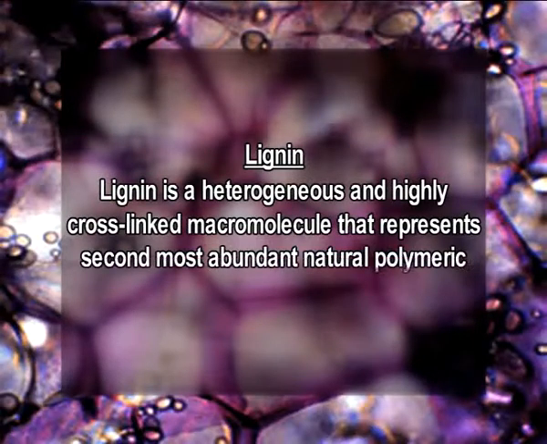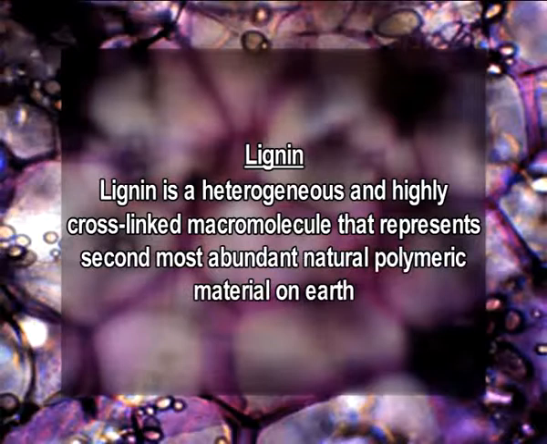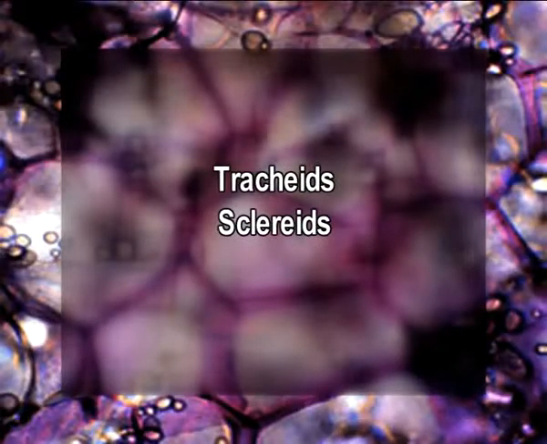Now lignin. Lignin is a heterogeneous and highly cross-linked macromolecule that represents the second most abundant natural polymeric material on the earth. It is a polymer of phenolics, especially phenyl propanoids. Lignin fills the spaces in the cell wall between the cellulose, hemicellulose and pectin components, especially in tracheids, sclerites and xylem. It is covalently linked to the hemicellulose and thereby cross-links different plant polysaccharides, conferring mechanical strength to the cell wall and by extension to the plant as a whole.